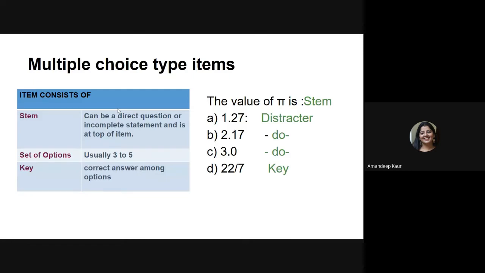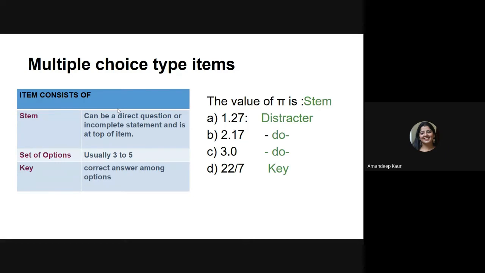So in a multiple choice test item, there are three different components involved. The very first one is the stem of the item. When it comes to the stem of the item, there can be two different variations the teacher can use. The stem of the item can be a direct question. The stem of the item can be in the form of an incomplete statement. And when it comes to writing a multiple choice test item, the stem is always mentioned at the top of the statement. Set of options: there can be four different options selected by the teacher.